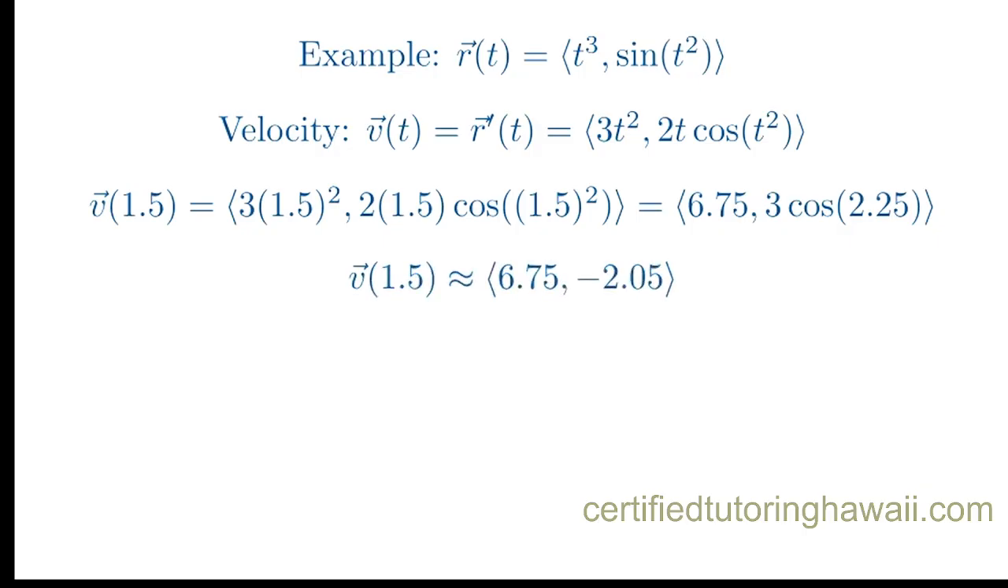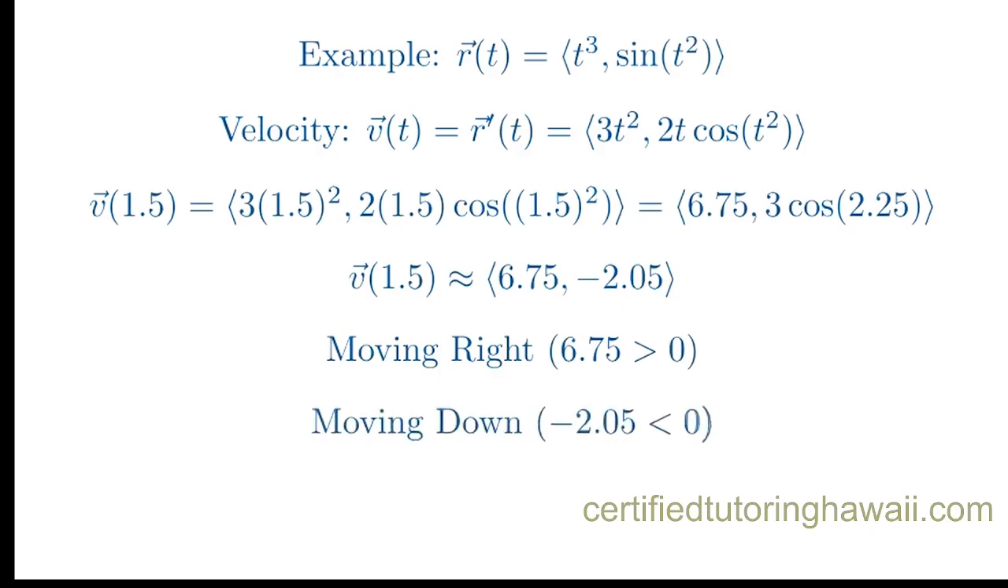From this vector, we can interpret the particle's direction. Since the x component is positive, 6.75, it's moving to the right. Since the y component is negative, negative 2.05, it's moving down. So at t equals 1.5, the particle is moving down and to the right.